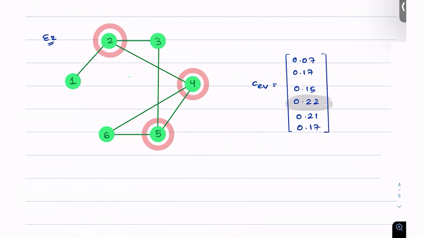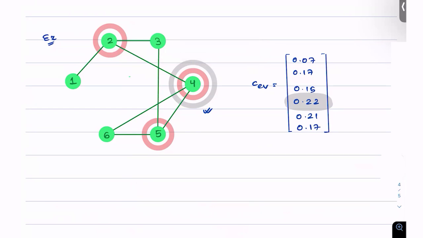Which score is the highest here? That is the score associated with node number 4. Notice that this is in line with the definition of eigenvector centrality. Why? Because 4 is actually associated with 2 very important nodes in the network, unlike 2 and 5. That's why it is in fact justified that 4 should be eigenvector centrality wise the most central node in the network.